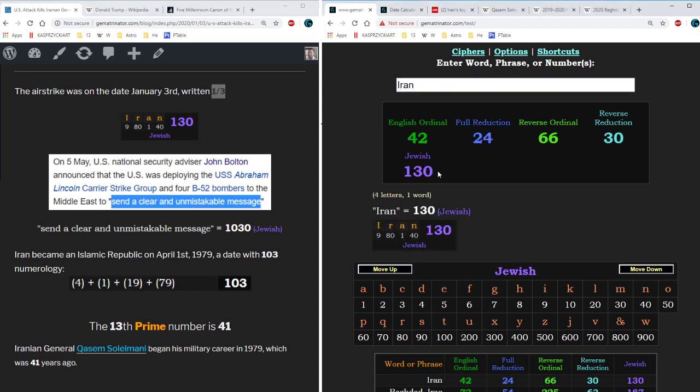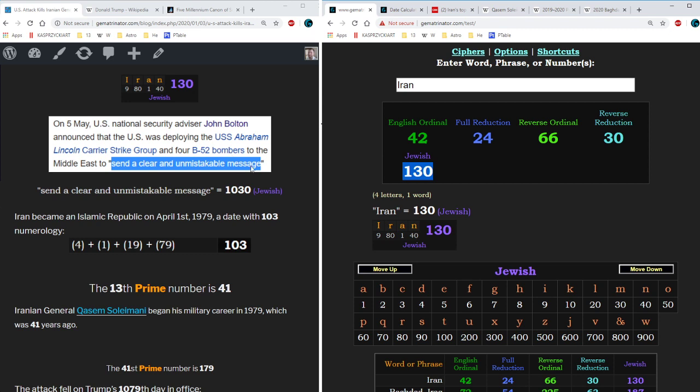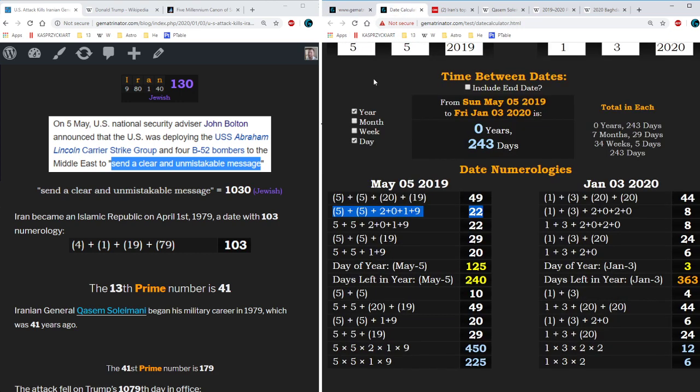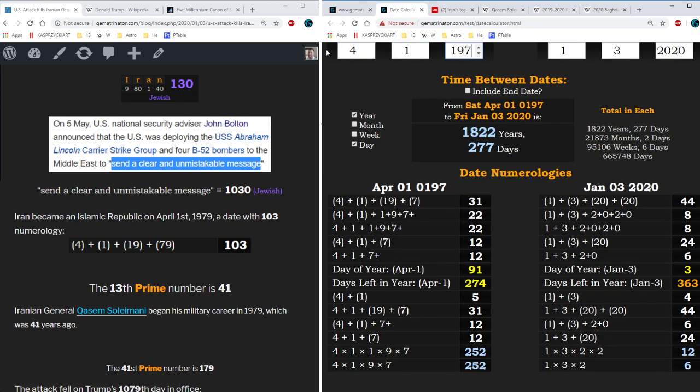The nation of Iran sums to 130 in Jewish Gematria. The quote that was used when John Bolton began the Persian Gulf crisis conveniently summed to 1030 in the same cipher. Furthermore, Iran became an Islamic republic on the date April 1st of 1979, which had full numerology of 103.